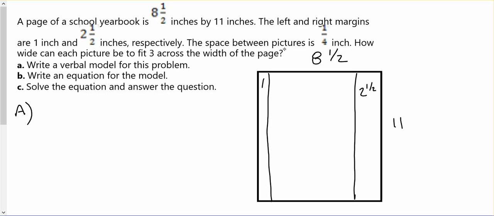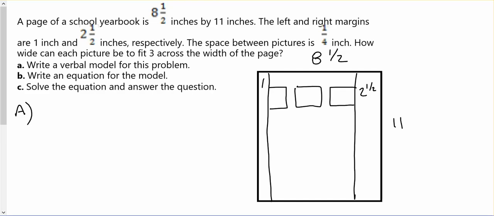The space between the pictures is 1/4 inch. How wide can each picture be to fit 3 across the width of the page? So we're looking to fit 3 pictures. They're going to be skinny pictures. But we'll have a picture here. Let's redo that. We'll have a picture here, a picture here, and a picture here.